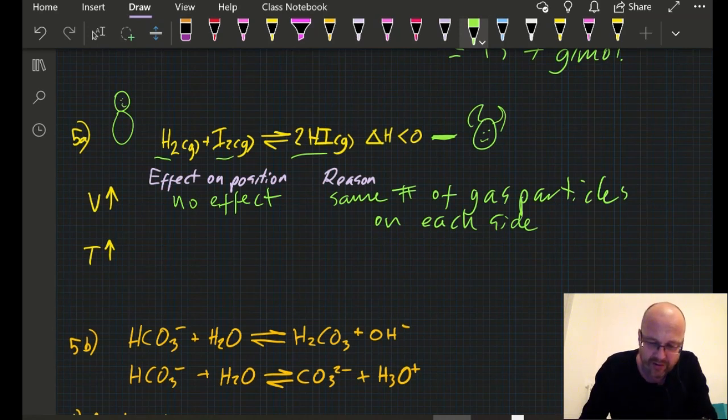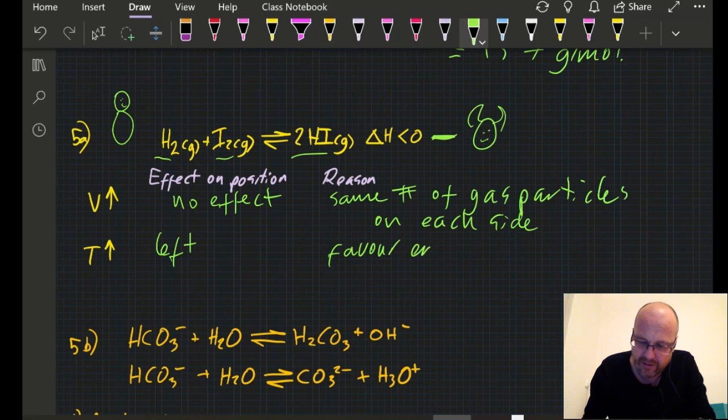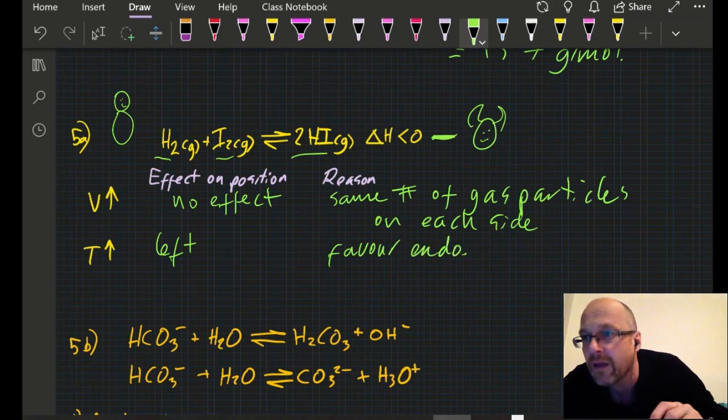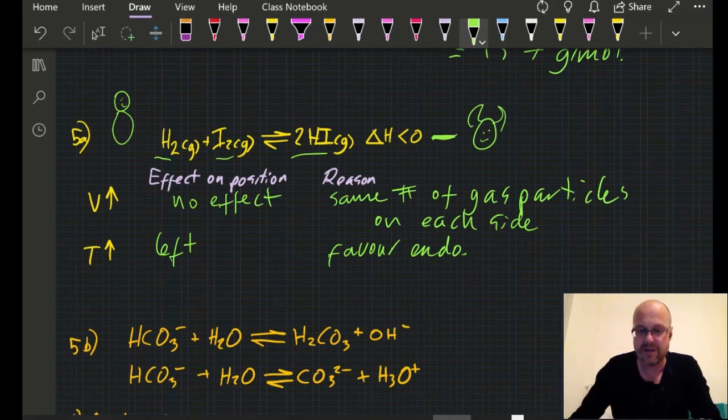So it's going to shift to the left, and the reason is it's going to favour the endothermic side. Right, is that right? No effect, moves left, same number of gas particles, forward reaction is exothermic. Nice. Okay, 5b.